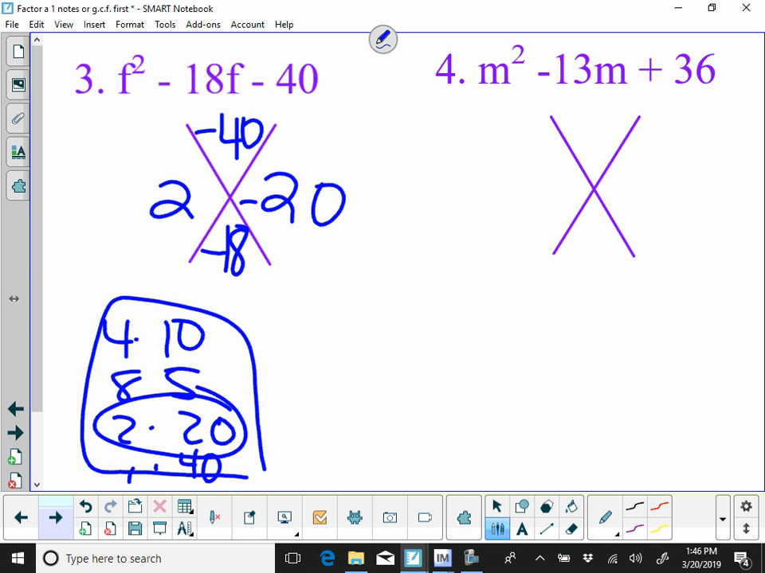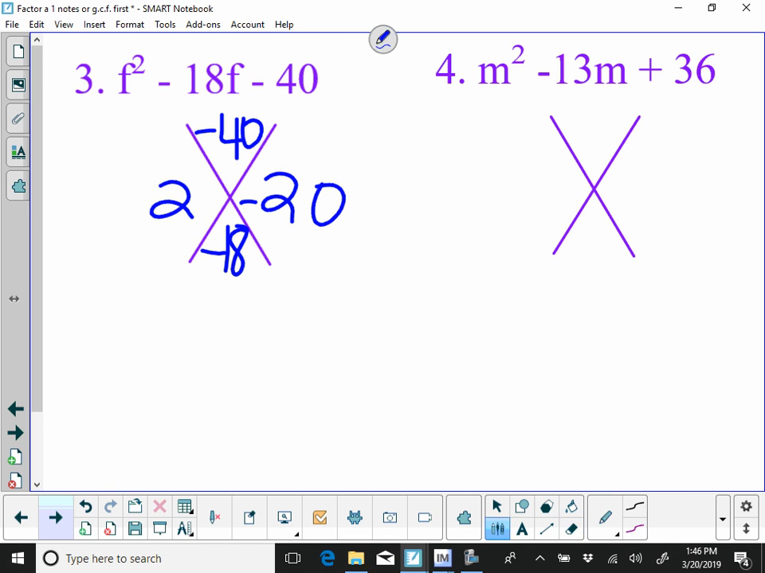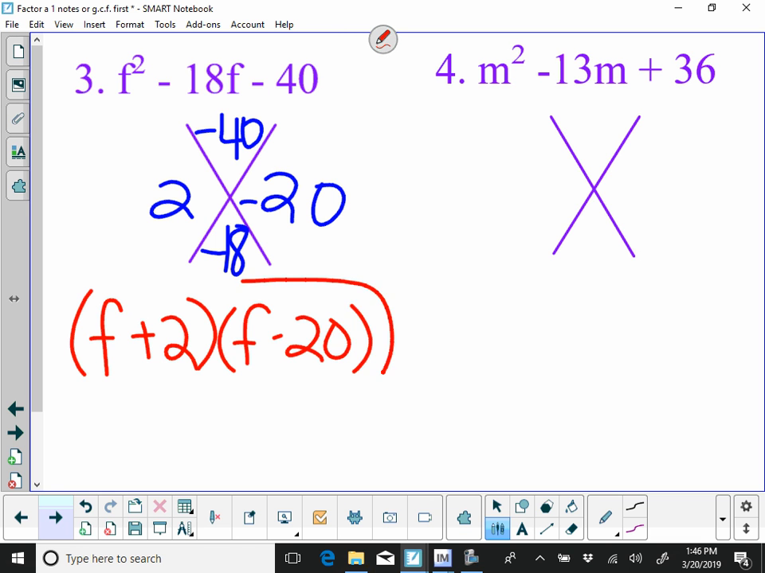This is what I expect you to do if you run into a roadblock. Okay, you've got calculators, start figuring it out. So our answer here should be F plus 2 and F minus 20. Also, just realistically, y'all, if you use X instead of F, it's okay. I don't care. Okay? See if you can try number 4.